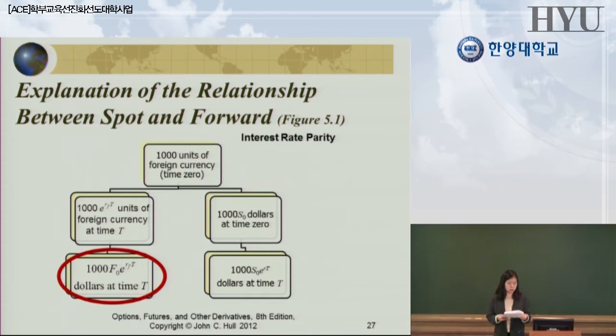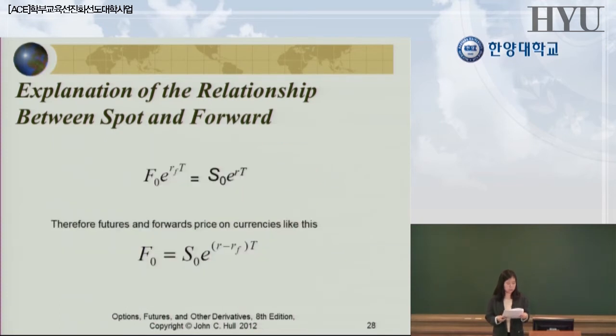This generates this amount of dollars. The other is by exchanging the foreign currency for dollars in the spot market and investing the proceeds for T years at rate r. This generates that amount of dollars. In the absence of arbitrage opportunities, the two strategies must give the same result, and therefore it is as in the following. And this is the futures and forward price on currencies.